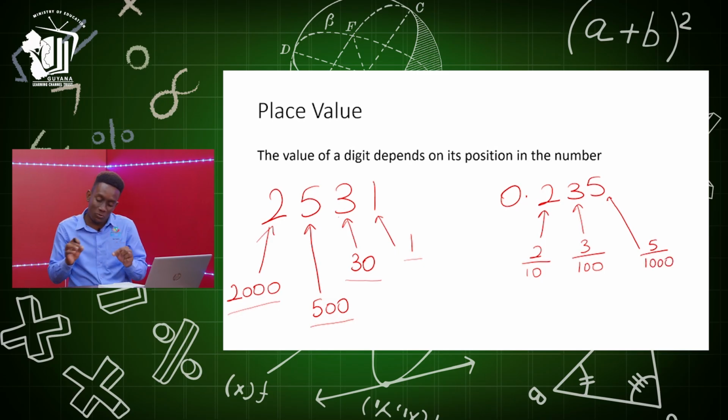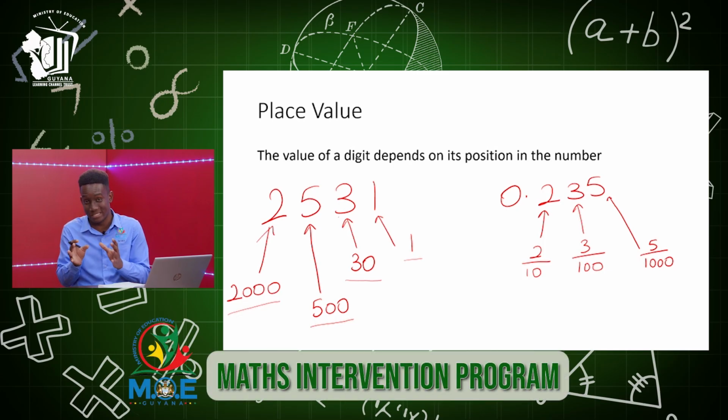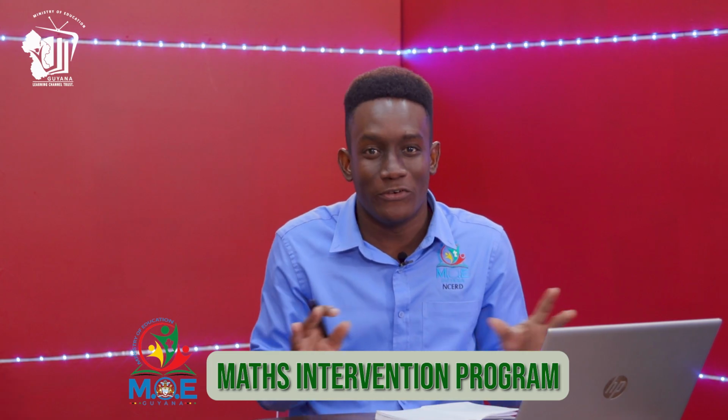And of course, if we divide the 2 by the 10, you'll end up with 0.2, which will be the same position as how this is. And if we divide the 3 by 100, we will end up with 0.03, which is the same position as this here. And if we divide the 5 by 1000, we'll end up with 0.005, which will be the same place as the 5. And that is how we identify the place value in different numbers.